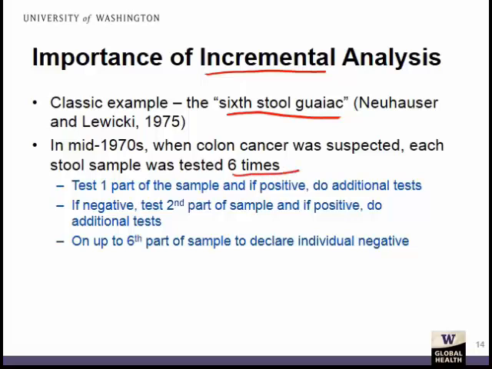So test 1, essentially what happened was someone would test one part of the sample, and if it was positive, then you would move on to additional tests. If it was negative, you would do a second one. If the second one was positive, you would move on to additional tests, up to the 6th one. So the question was, is it cost effective to do this sequential stool testing?